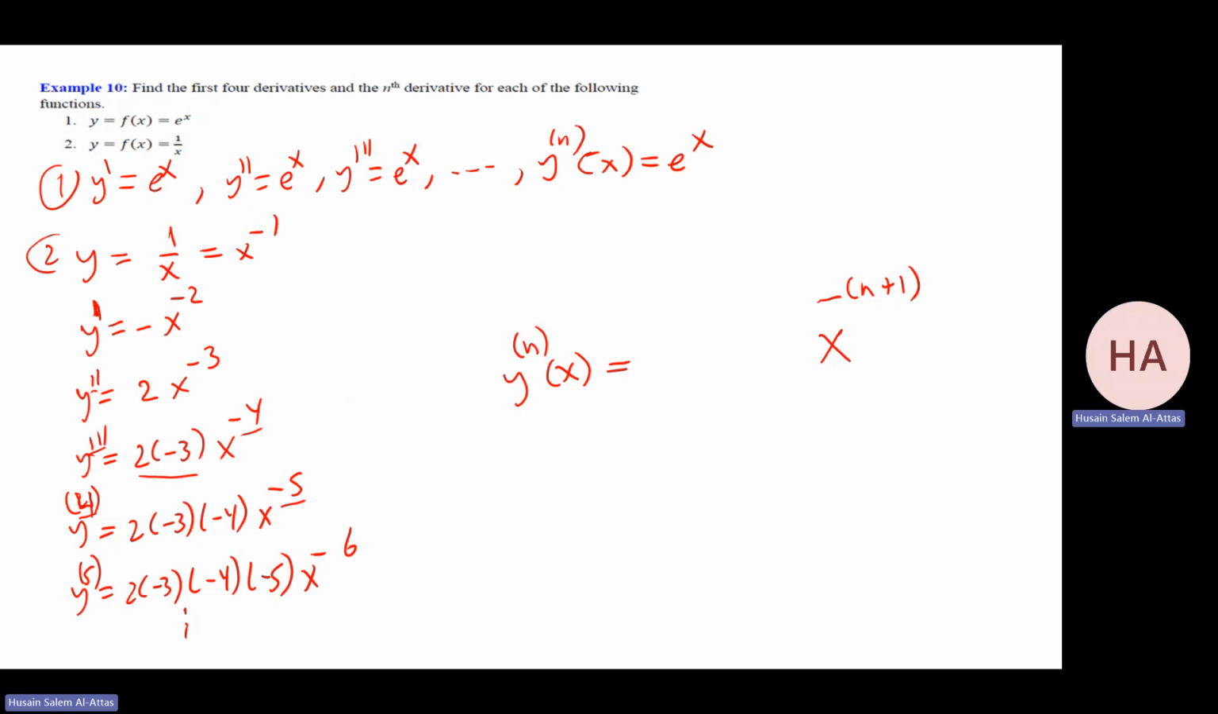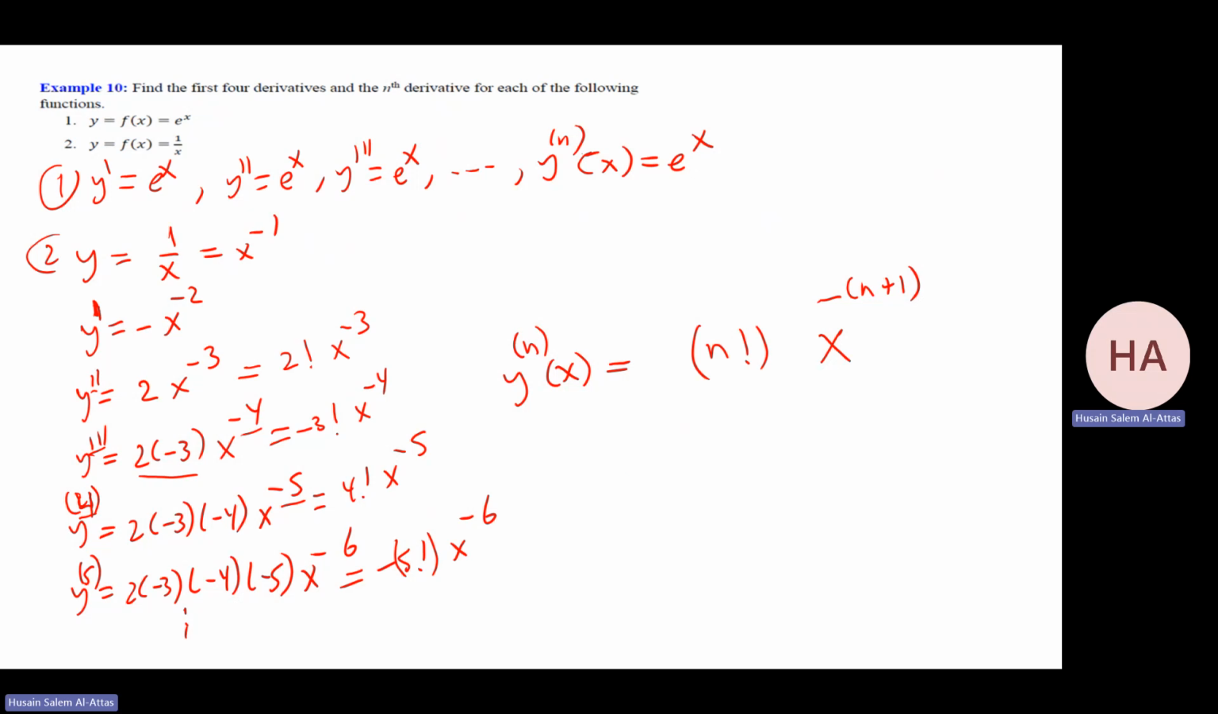Now we'll come to the value. I have this one, you can think of it as 2 factorial x to the power minus 3. This one minus 3 factorial x to the power minus 4. This one 4 factorial x to the power minus 5. This one minus 5 factorial x to the power minus 6. So if you notice the number, forget the sign: 2, 3 factorial, 4 factorial, 5 factorial, the same thing. So it will be n factorial.